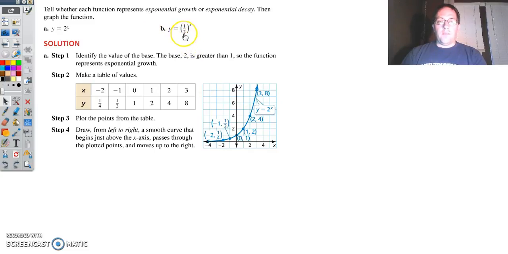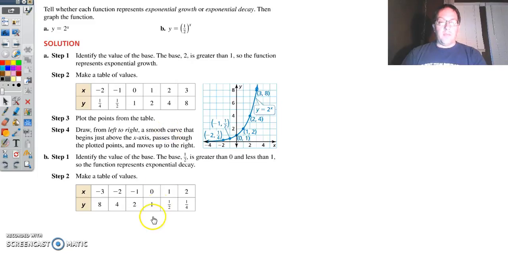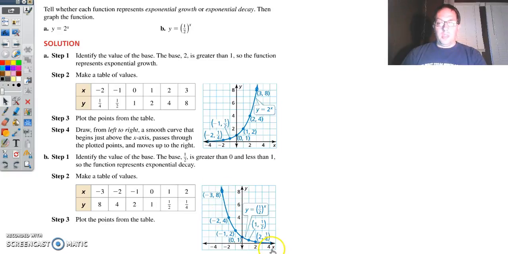B, y equals 1/2 to the x. Here our base is 1/2. 1/2 is between 0 and 1, so this is going to be exponential decay. Make a table of values. You'll see the values are just the reciprocals of those up there. And we plot the points, and we see this is decreasing. It goes to the point (0, 1). It also goes to the point (1, 1/2) there.